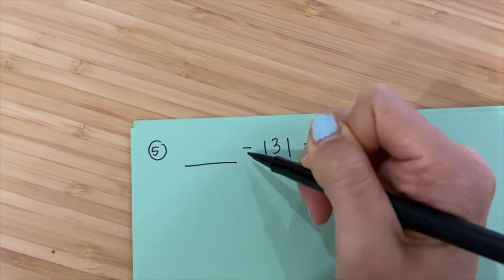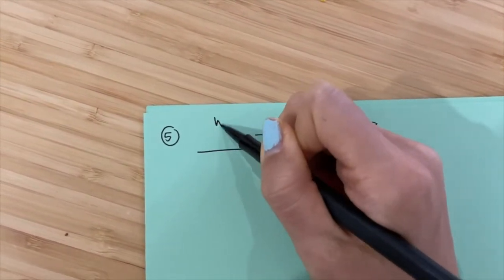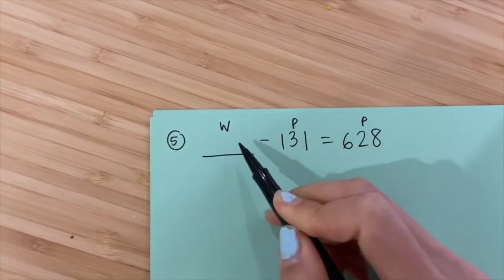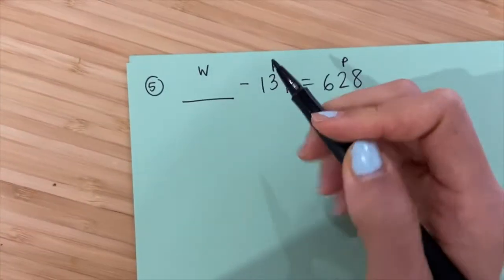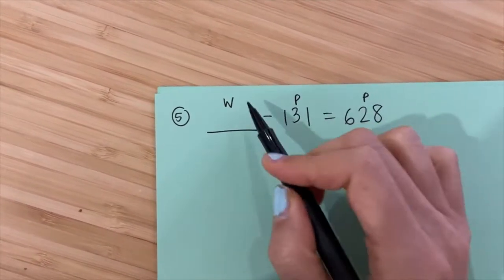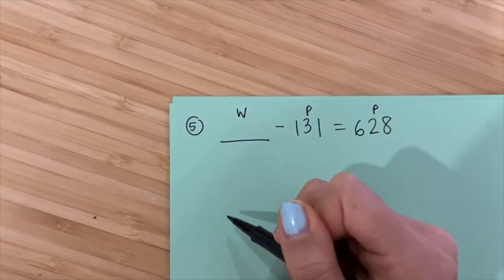I see a takeaway sign. That means this number has got to be the whole. This is a part. This is a part. Ooh, we're missing the whole. I know when I'm missing the whole, I need to add. This sign is trying to trick me. I need to add. So I'm going to write a solution equation.